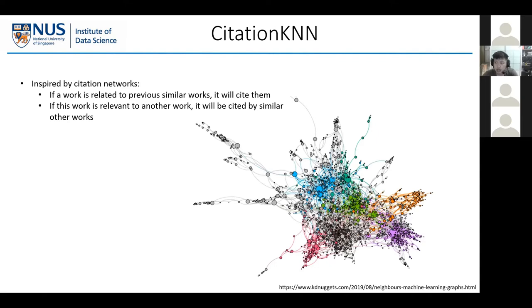Next, after we define our idea of distance, we can now define our idea of nearest neighbors. Previously, we used simple nearest neighbor methods, but that might not be as robust. Here, some work in multiple instance learning literature introduced this idea called citation k nearest neighbor. This is inspired by citation networks. For example, if a work is related to previous similar work, it will cite them. And if it is relevant to another work, it will be cited by similar works.